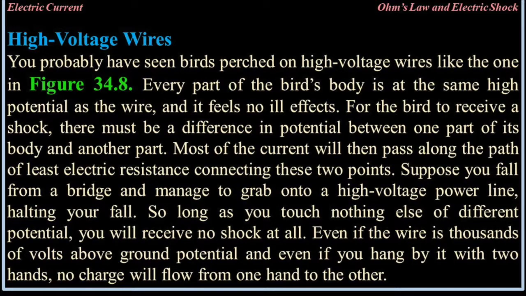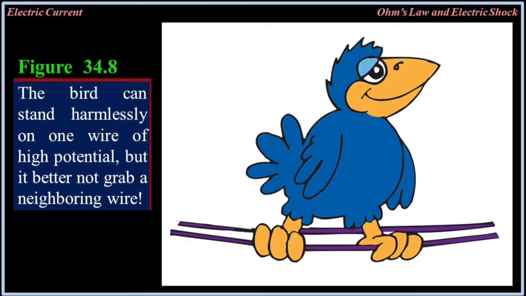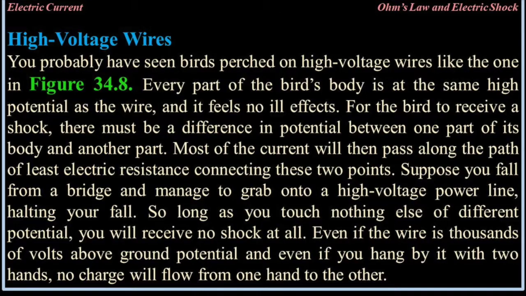High voltage wires. You probably have seen birds perched on high voltage wires like the ones in figure 34.8. Every part of the bird's body is at the same high potential as the wire, and it feels no ill effects. For the bird to receive a shock, there must be a difference in potential between one part of its body and another. Most of the current will then pass along the path of least electrical resistance connecting these two points.